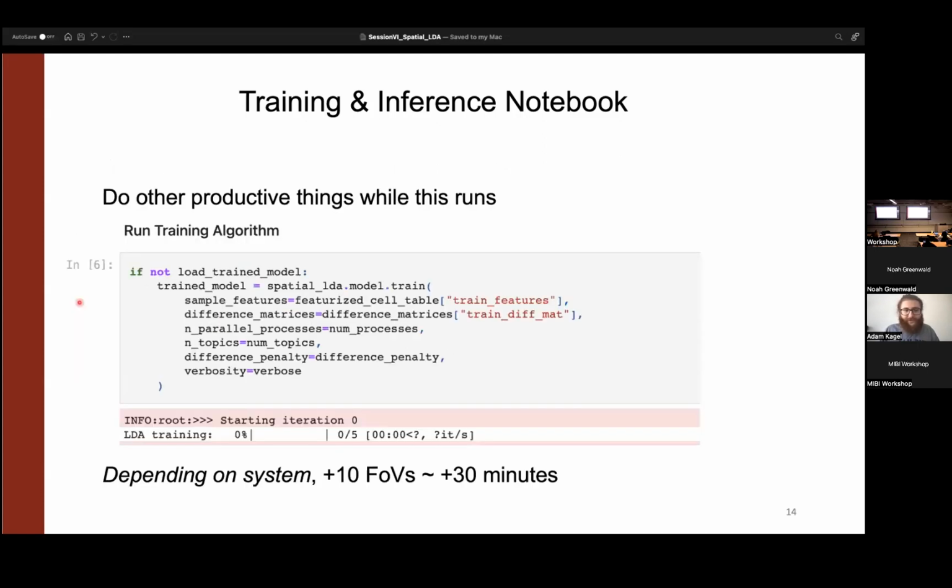But it should be noted that this does take a while to run, so have more productive things lined up while this runs. Depending on the system, this is an order of magnitude of adding 10 fields of view being about 30 minutes of added runtime to the training and inference. So be aware of that. I can't really give specifics. I think this metric was essentially on an 8-core machine with 8 gigabytes of RAM, but I'm hard pressed to say. It's still accurate to an order of magnitude.